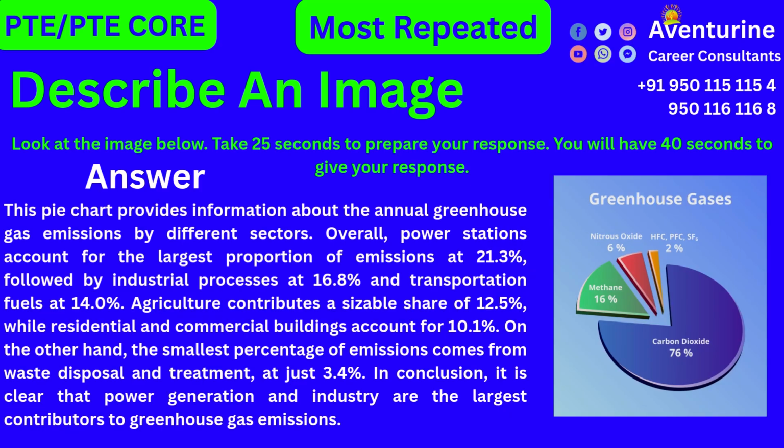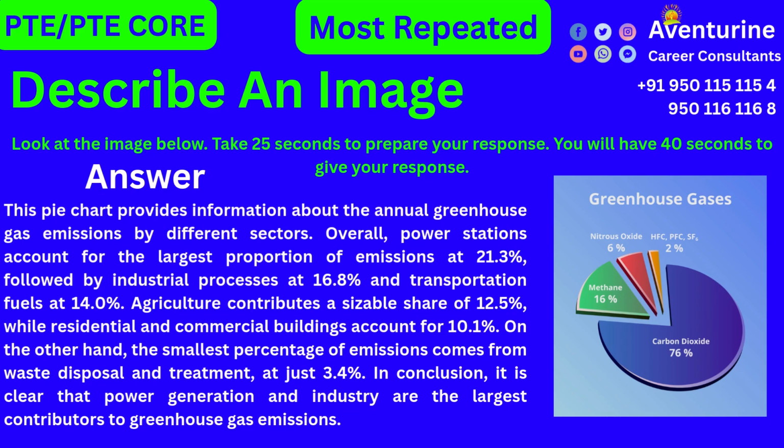This pie chart provides information about the annual greenhouse gas emissions by different sectors. Overall, power stations account for the largest proportion of emissions at 21.3%, followed by industrial processes at 16.8% and transportation fuels at 14%. Agriculture contributes a sizable share of 12.5%, while residential and commercial buildings account for 10.1%.